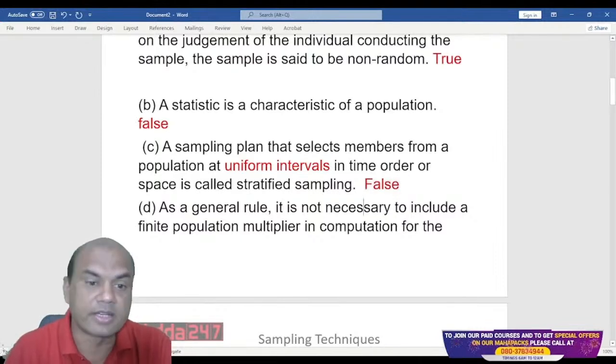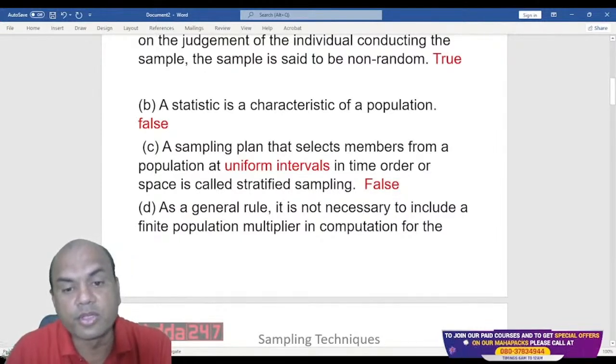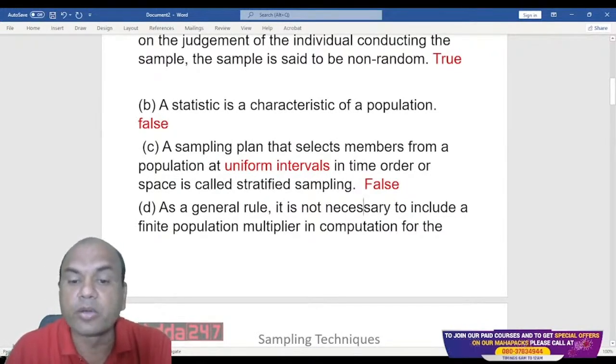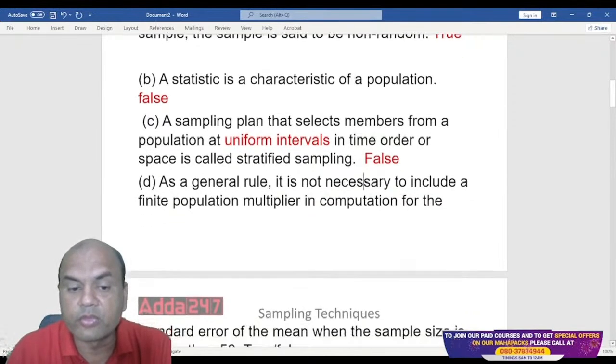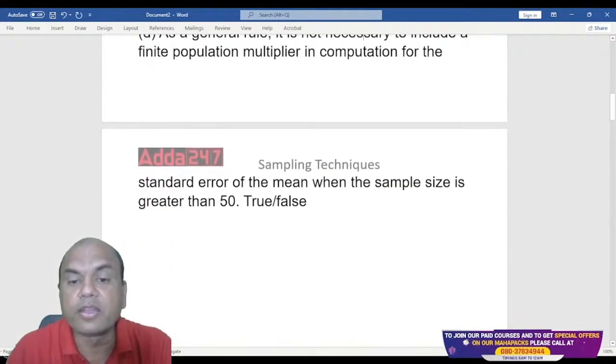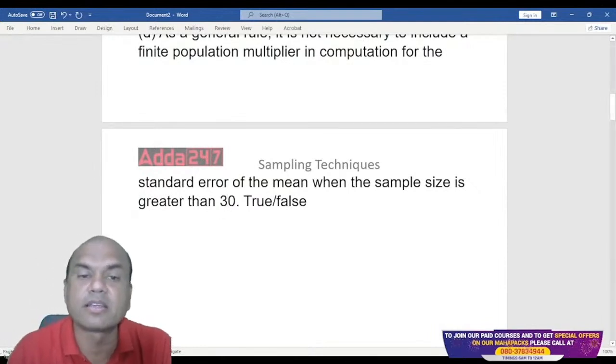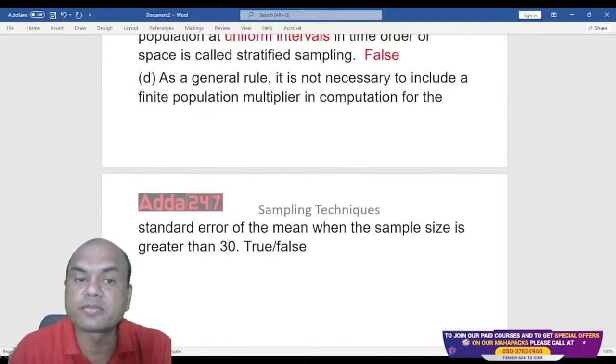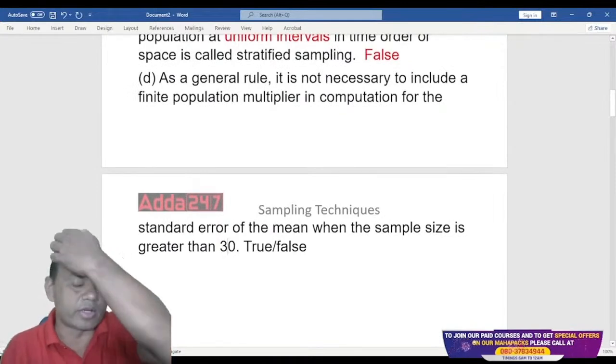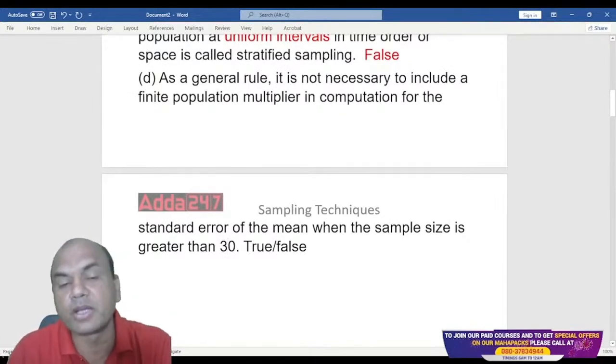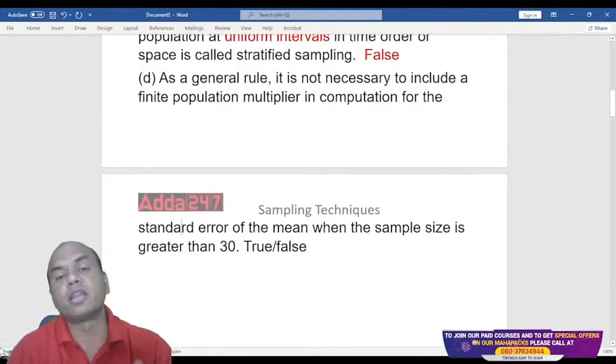Next one. As a general rule, it is not necessary to include a finite population multiplier in computation for a standard error of the mean when the sample size is greater than 50. Okay, let me change this. Let me make it when the sample size is greater than 30. So now give me the answer.